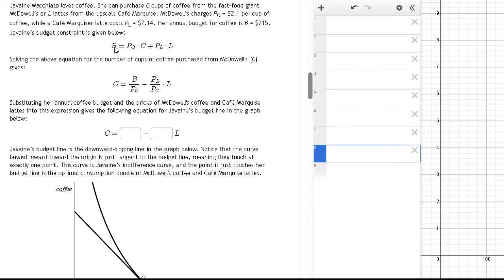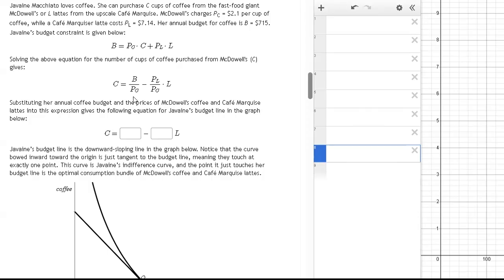B is the amount she budgets per year. This here is the amount she spends on coffee each year, which is the number of coffees times the price of coffee. And this here is the amount she spends on lattes each year, which equals the number of lattes times the price of lattes. Solving the above equation for the number of cups of coffee purchased from McDowell's gives this equation. We've subtracted this from both sides of the equation, and we divided through by the price of coffee.